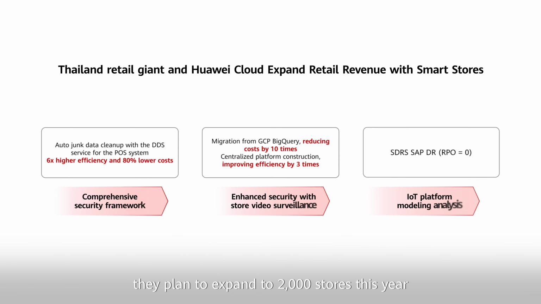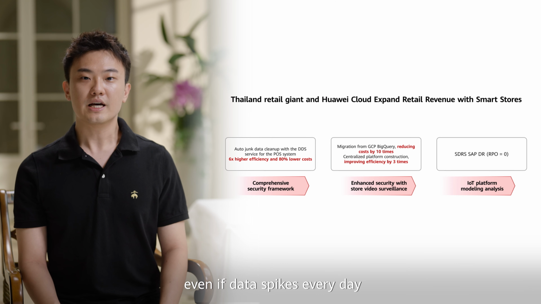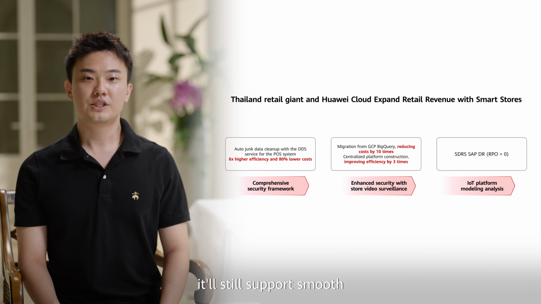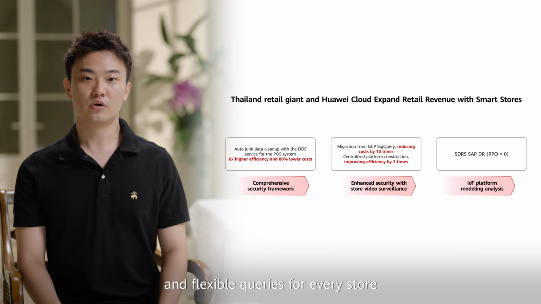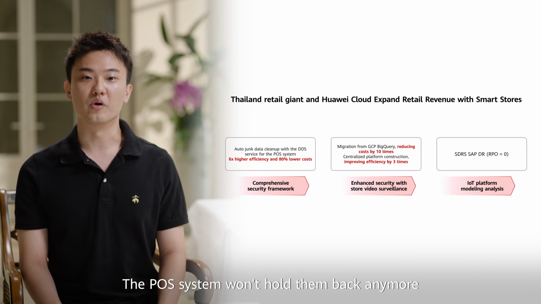Looking ahead, they plan to expand to 2,000 stores this year. With their forward-looking cloud deployment, even if data spikes every day, it will still support smooth and flexible queries for every store. The POS system won't hold them back anymore.